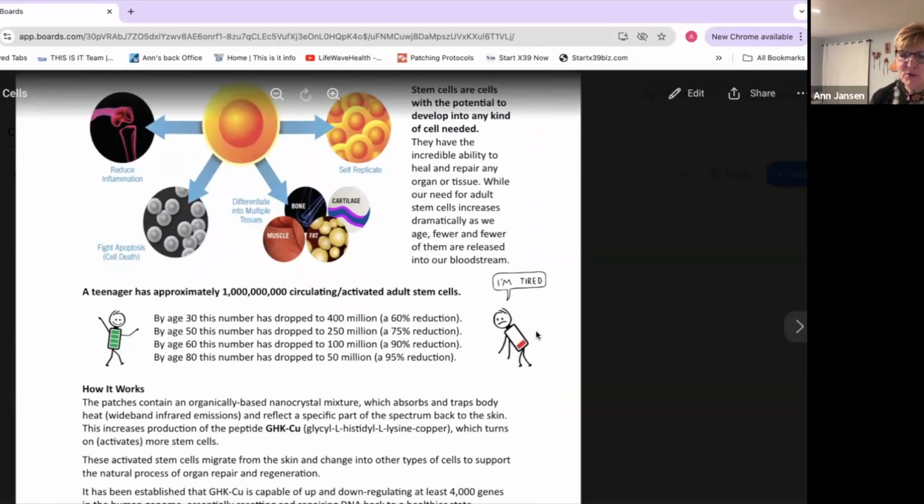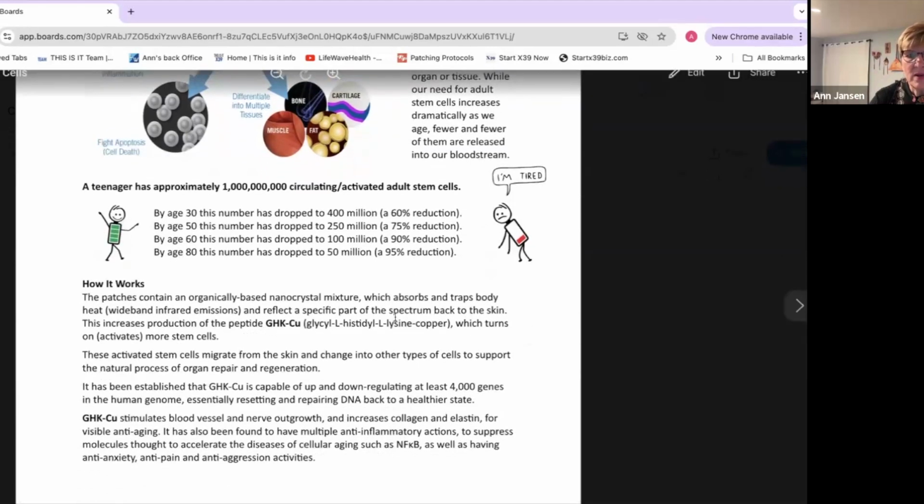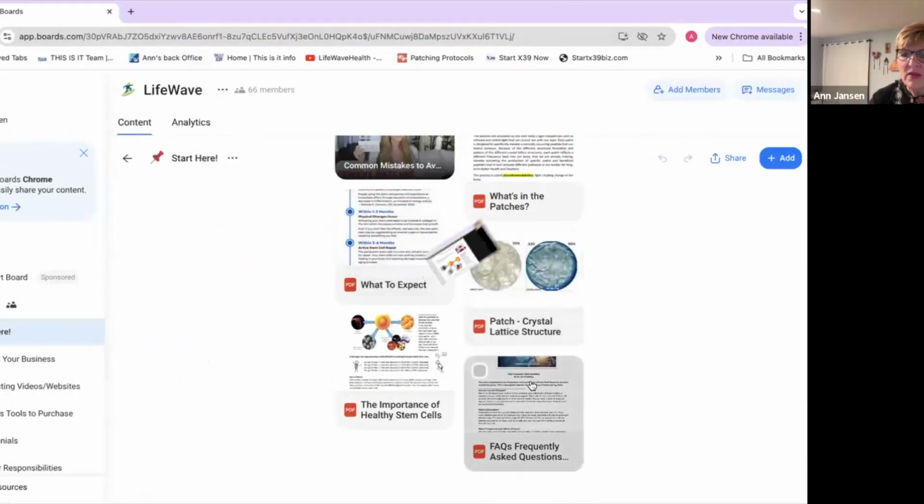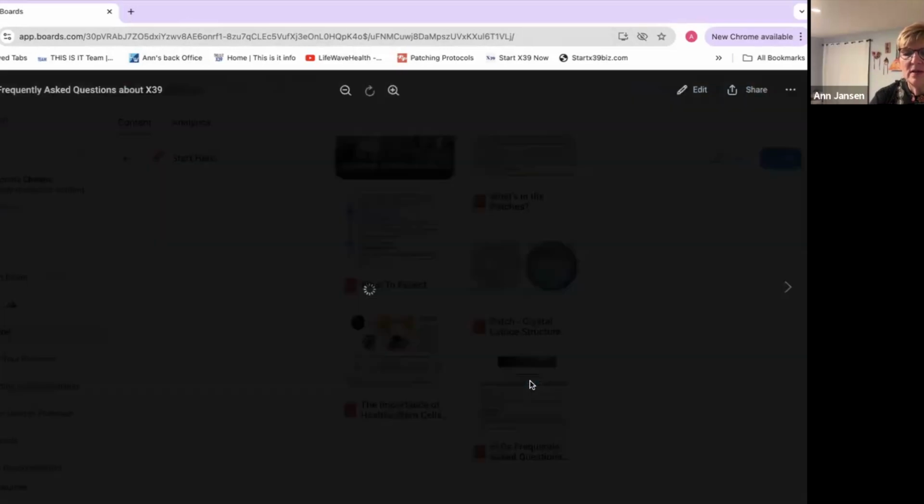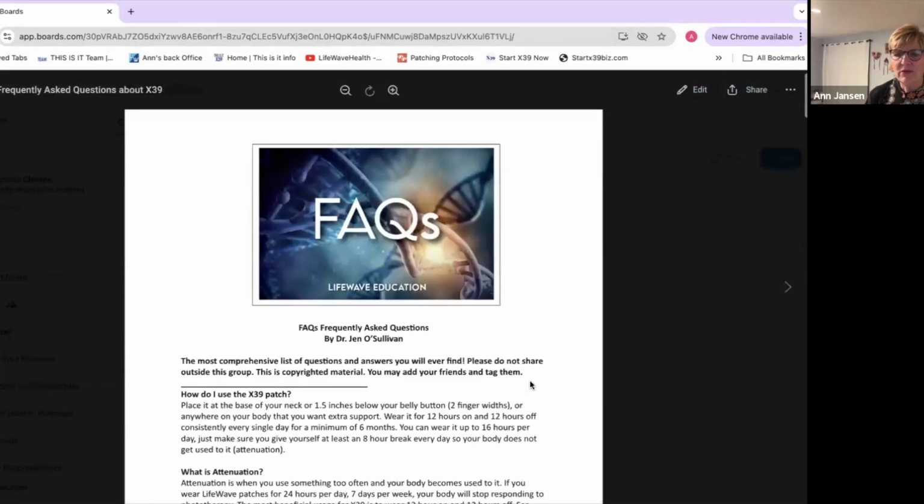Maybe 50 and older, we feel a little bit tired a lot. And it's because, of course, the reduction of the energy inside that stem cell, the GHK, is not moving very quickly. And then, of course, this X39 is rejuvenating that. And then on the bottom, it just talks about how GHK works. Then Dr. Jen just has amazing information for us to use.